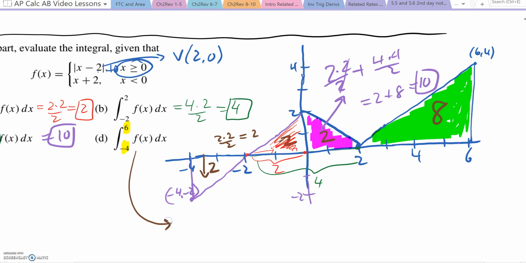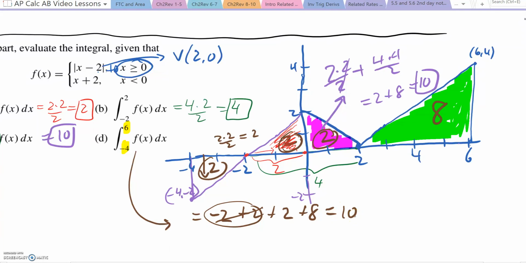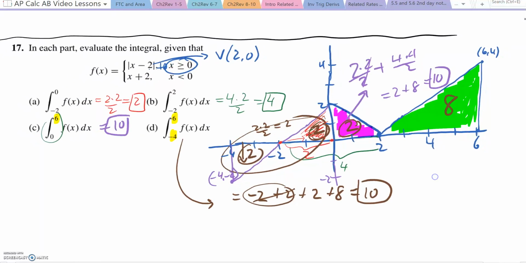So part D, we'll start with this first piece. It'll be a -2 plus the positive 2 here. So -2 first, plus 2, plus another 2, and plus the 8. So we could just cancel those out, and we end up with the 10 as well for that one. All right, that's one way to do it. It's not the only way to do it. We could have recognized some symmetry right here and just canceled those in the picture and then just added those guys. So anyhow, there you go. That is number 17.